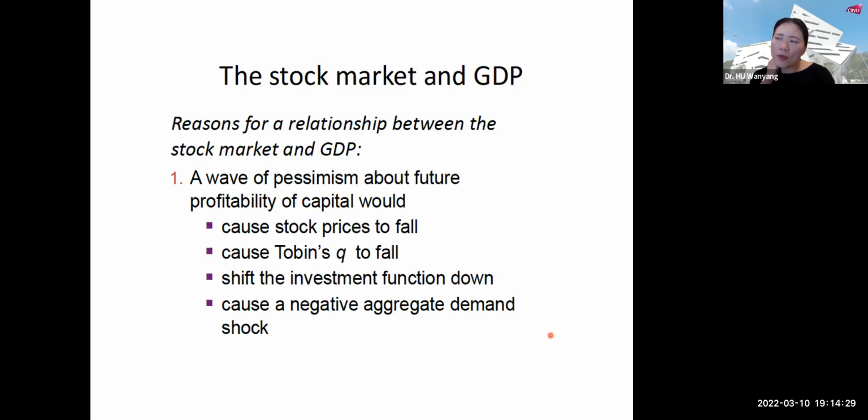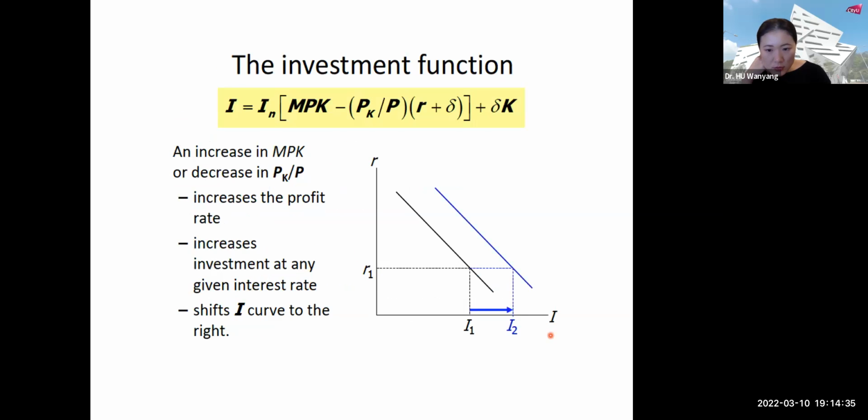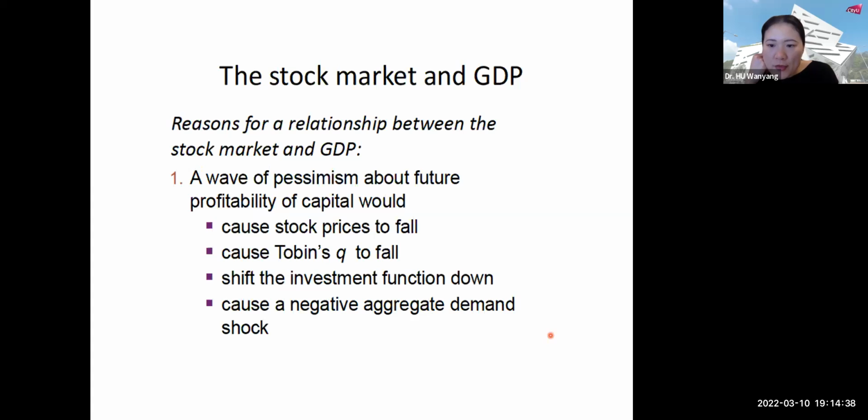Here we use several slides, sorry, to discuss the reasons for the relationship between the stock market and GDP. This is not the major focus of this lecture, but I think it might be helpful for you to have some knowledge of this topic.